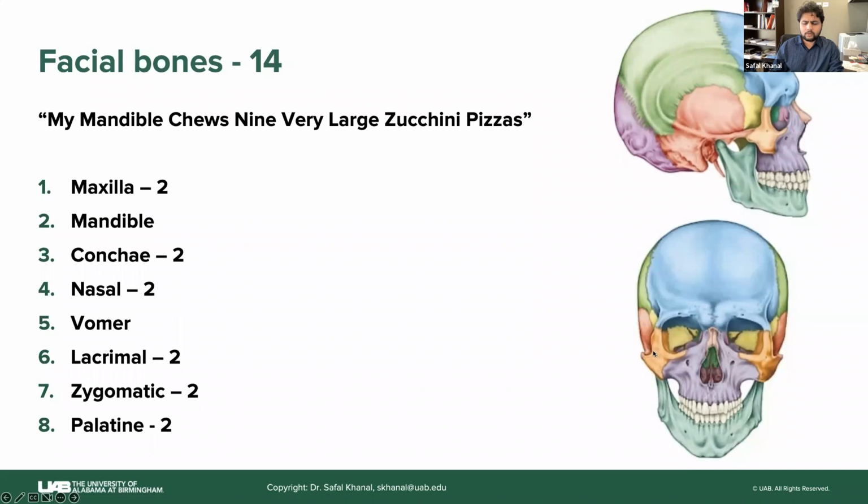There's also the zygomatic bone, which is paired, and the palatine bone, which is just inside the frontal part of the skull, that is paired. The only single bones are the vomer, right here, and then the mandible, which is a single bone at the bottom of the face.